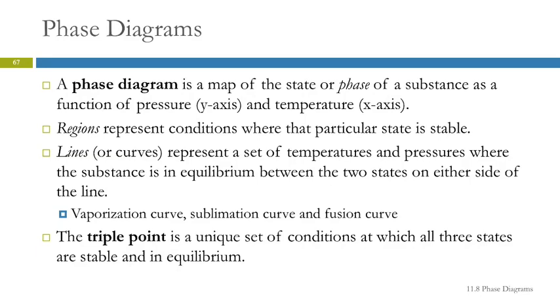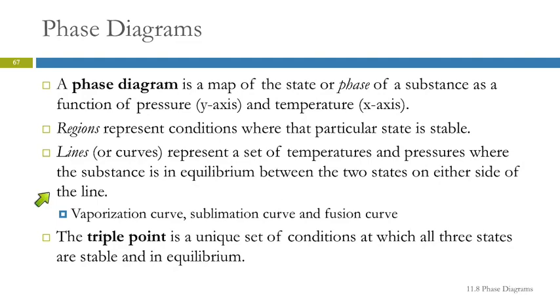And so we have lines, they're often curves, that represent a set of temperatures and pressures at which that substance is in a state change. So it's in equilibrium between a liquid and a solid, or between a solid and a gas, or between a gas and a liquid, all those possibilities. In between the lines are regions, and those are areas where that particular state is stable.